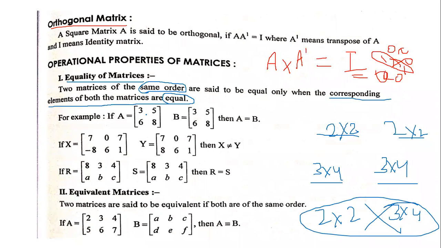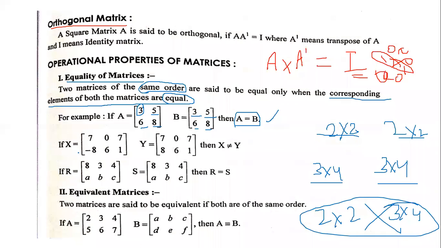If you see the first one here, we have two matrices, matrix A and matrix B. In the A matrix, there is 3. In B also, there is 3 in the same place, 5 in the same place, 6 in the same place, and 8, again 8 in the same place. So if you have a matrix like this, then matrix A is equal to matrix B. So this is equality of a matrix.